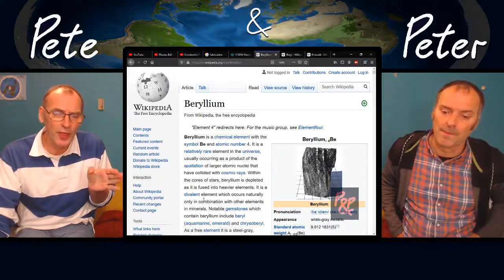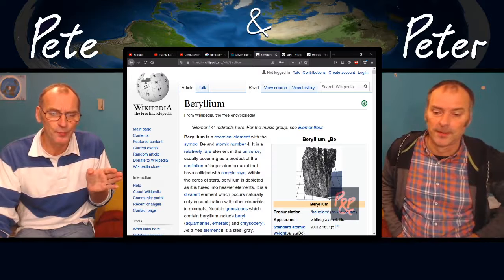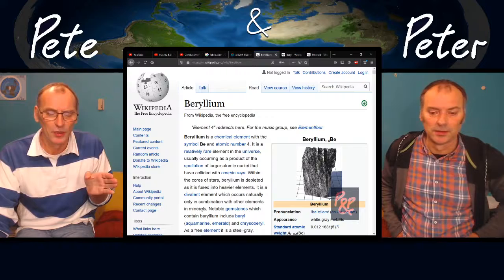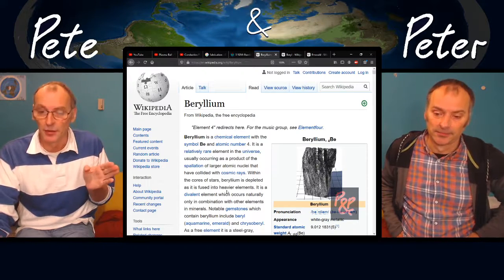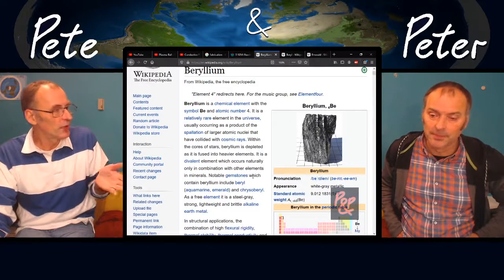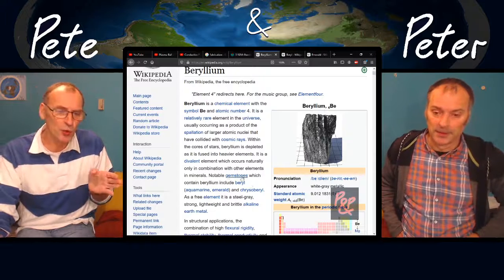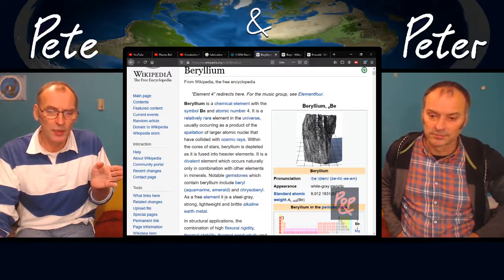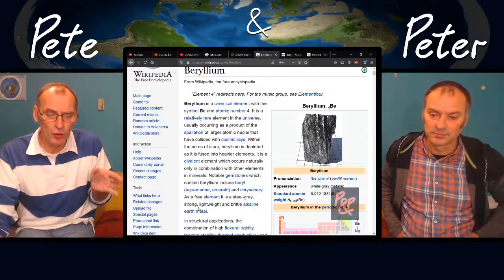It is a divalent element which occurs naturally only in combination with other elements in minerals. Right, okay. That sounds a bit of a double negative, doesn't it? Notable gemstones which contain beryllium include beryl and chrysoberyl. As a free element, it is a steel grey, strong, lightweight and brittle alkaline earth metal.